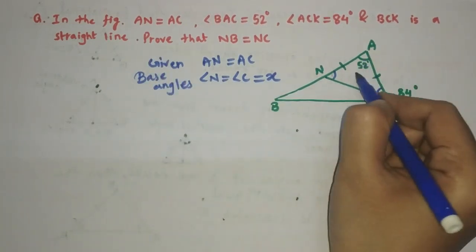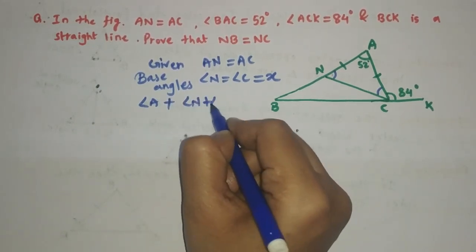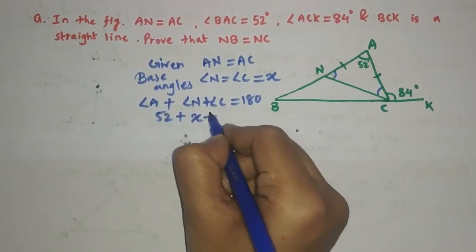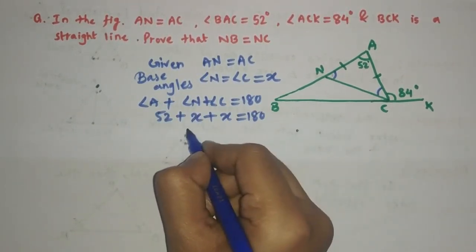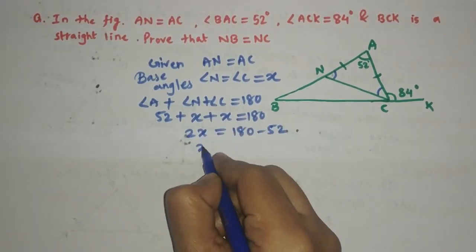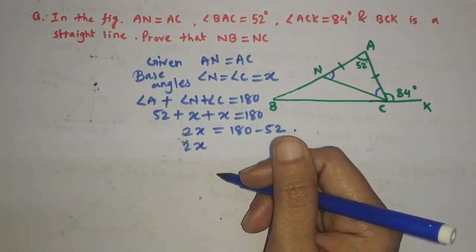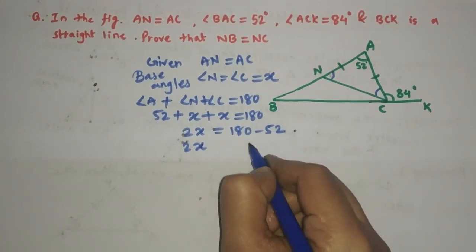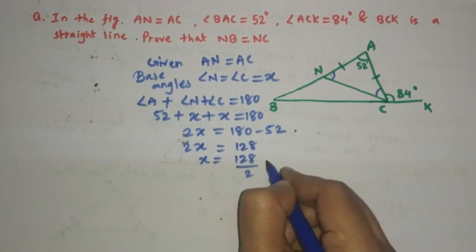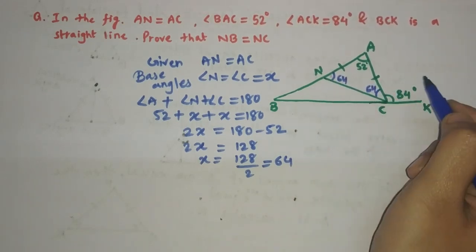So now in this triangle, angle A plus angle N plus angle C is equal to what? 180 degrees. This is 52 degrees. N and C we have considered X and X. So 2x is equal to 180 minus 52. So friends, x is equal to what will we get? This 180 minus 52 will give 128. So x is equal to 128 divided by 2, which means we get 64. So this is 64, and this one also will be 64.